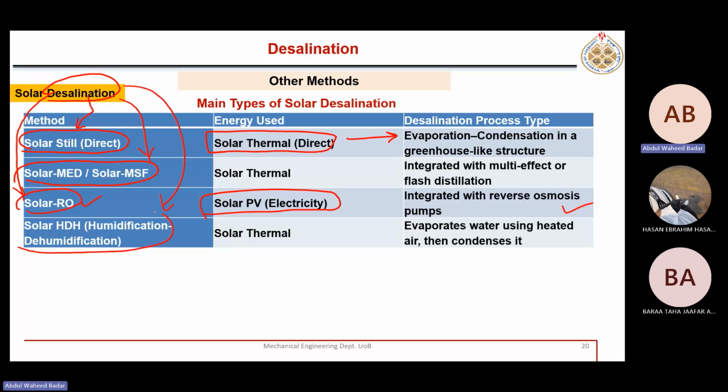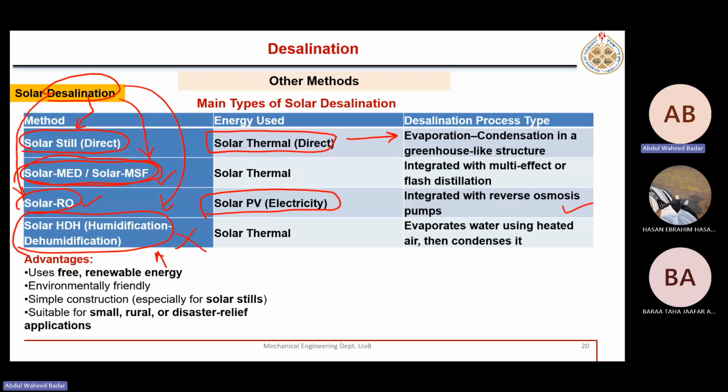Okay, humidification. This is another system which we have not covered. That is another type of desalination system, humidification and dehumidification. That is not very common, but if you are interested, read it by yourself. But we can use solar energy here in a solar MED or solar MSF system. That is the indirect use of solar energy.